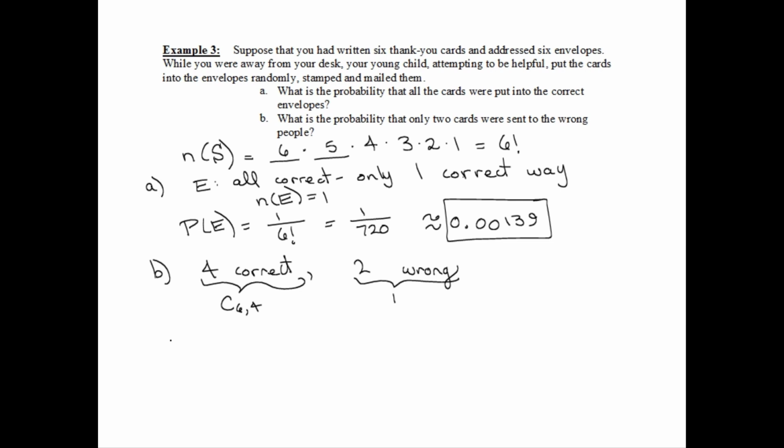So our probability then will be combination 6, 4 multiplied by 1, divided by 6 factorial, the number in our sample space. So we end up with 15 over 6 factorial, which is 15 over 720, approximately 0.02083.